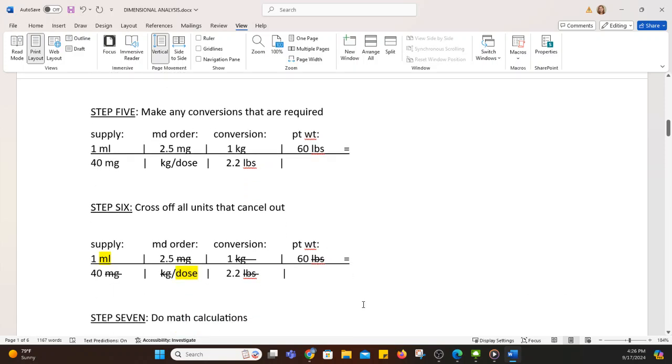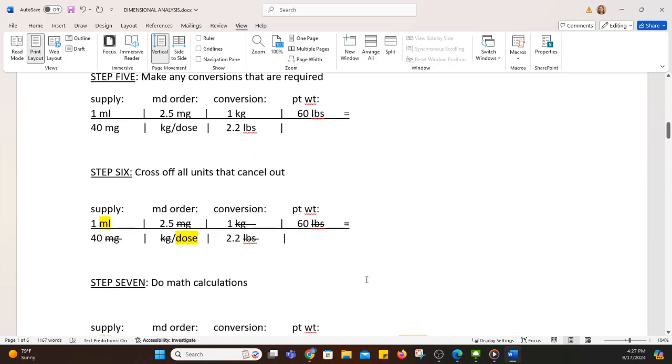So it says step 6, cancel them all off. It looks like milligrams and milligrams will cancel out, right? Kilograms and kilograms will cancel out. Pounds and pounds will cancel out. Oh my, look what we're left with. Milliliters per dose.